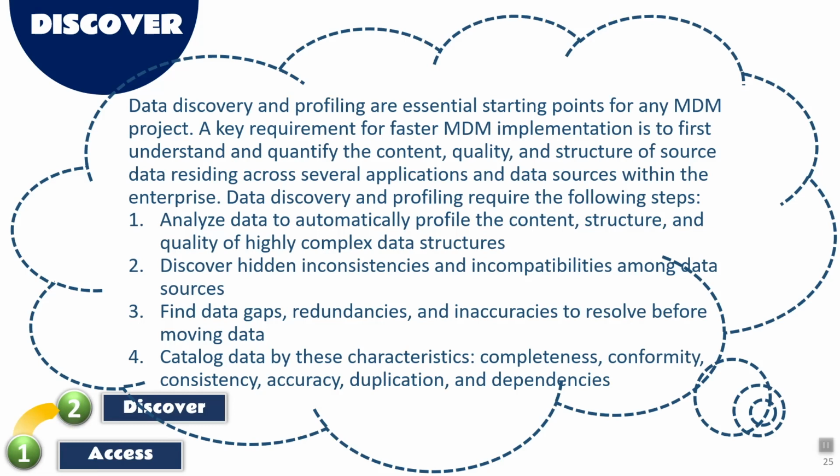Analyze the data to automatically profile the content. Understand the detail and complexity behind the data structures. Discover the hidden inconsistencies and incompatibilities among the data sources: how they are different, what are the fundamental issues associated with a specific set of data sources. You need to understand that in detail, to find the gaps, redundancies, and inaccuracies to resolve before moving the data. What needs to be done? What is the action plan? You need to list all these items in detail. Catalog the data by these characteristics in terms of completeness, conformity, consistency, accuracy, duplications, and dependencies.